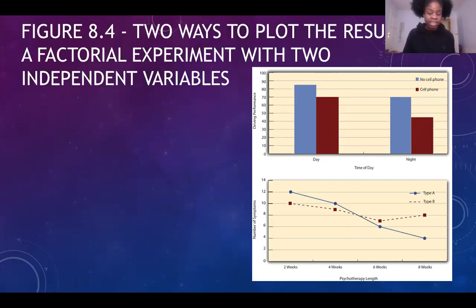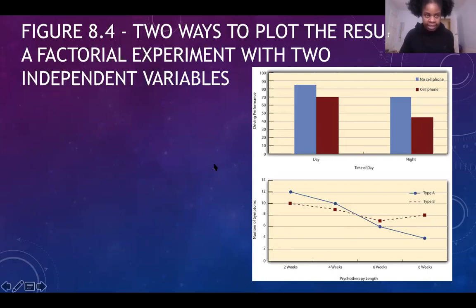The bottom figure of 8.4 shows the results of a 4x2 factorial design in which one of the variables is quantitative. This variable, psychotherapy length, is represented along the x-axis, and the other variable, psychotherapy type, is represented by the different formatted lines. This is a line graph rather than a bar graph because the variable on the x-axis is quantitative with a small number of distinct levels.